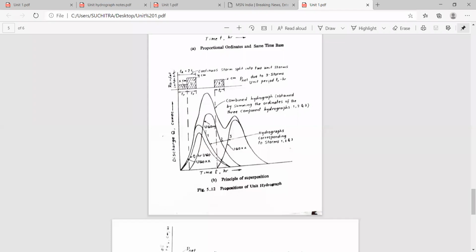So 1, 2, 3. Then you can combine all this and have a combined hydrograph, corresponding to storms 1, 2, 3. So here you have 3 storms, a continuous storm which is divided into unit storms having a unit duration, and you can have separate unit hydrographs. Then the ordinates of these unit hydrographs can be combined to get the combined hydrograph.